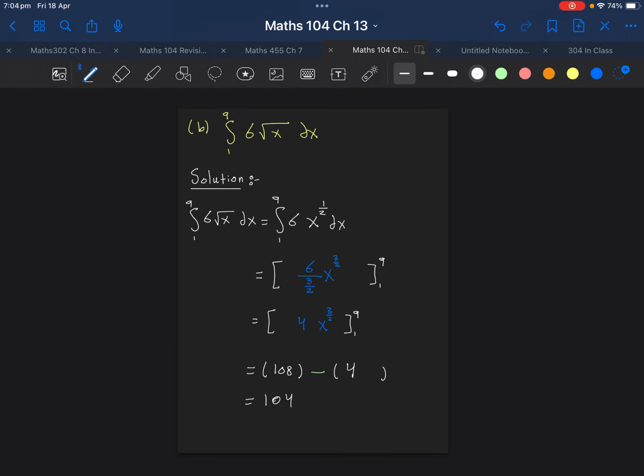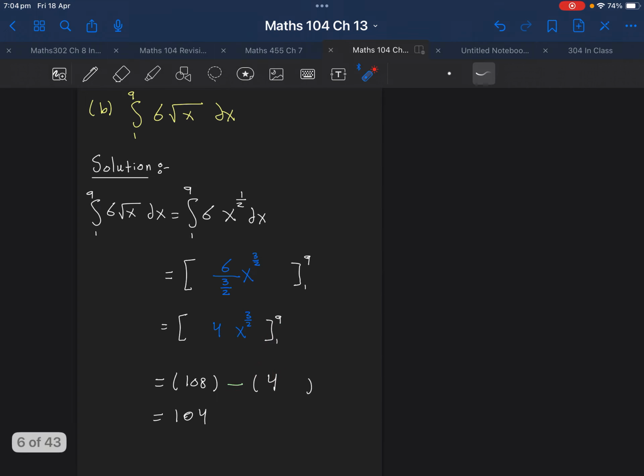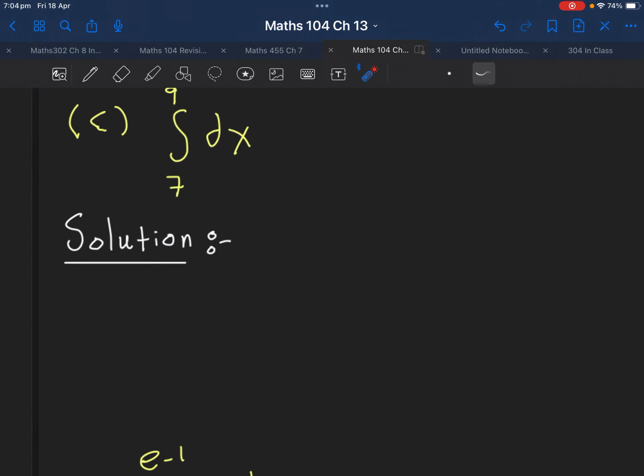That's how we do this question. Remember, in this question, we need to rewrite the function first in order to find the integration. Once we find the indefinite integral, we substitute 9 by the calculator, and then we substitute 1 by the calculator, and then we put a minus between them. Let's go to part C.